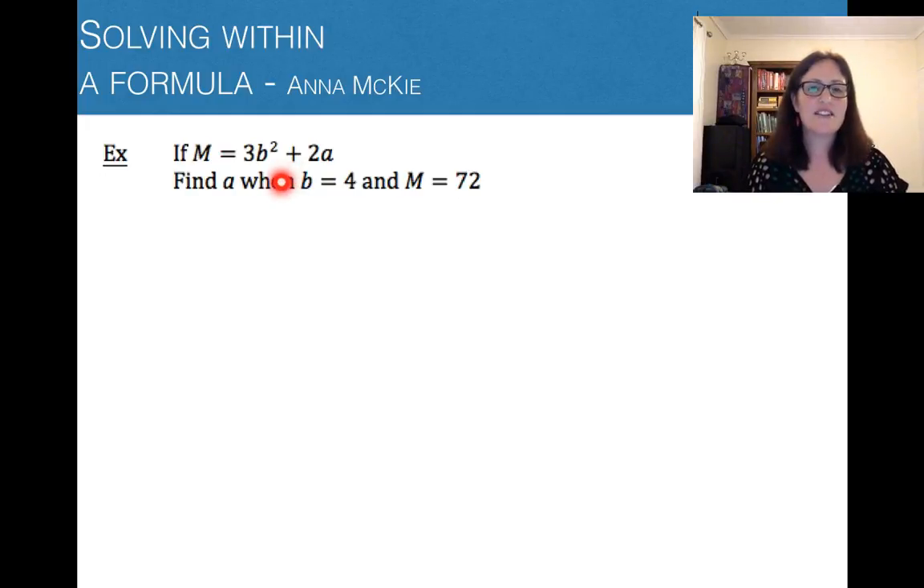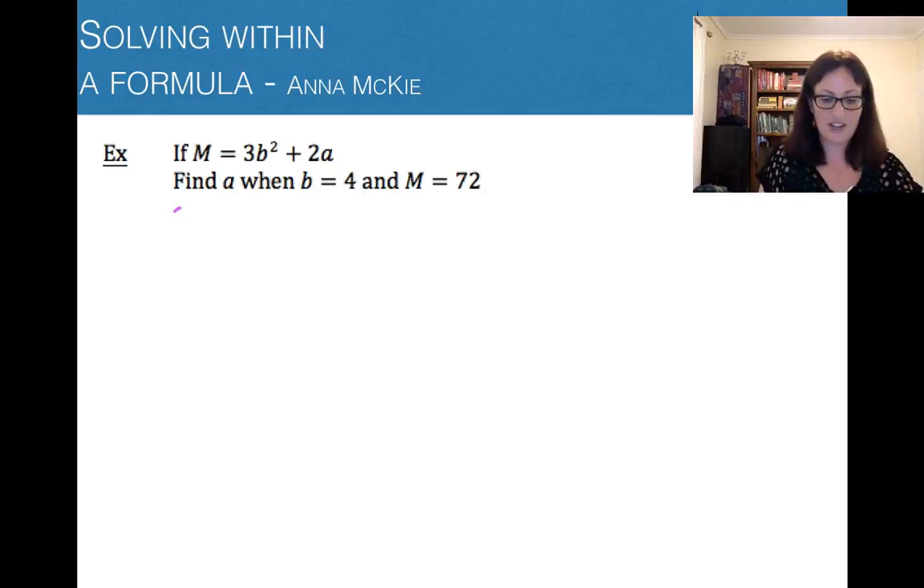We usually find it easier to solve things when the thing that we're trying to solve for is on the left-hand side. So this whole equation here, we can actually flip around. We can put that on the left and put the m on the right. So let's do that first. I'll even write that in a different colour. 3b squared plus 2a is equal to m.